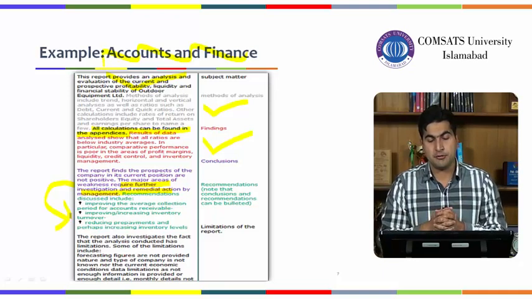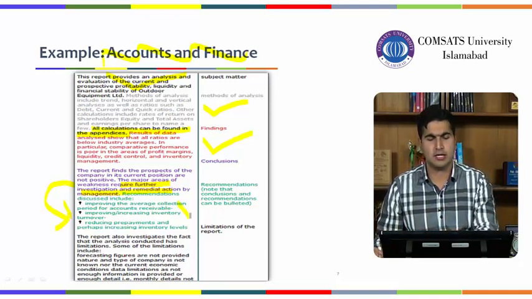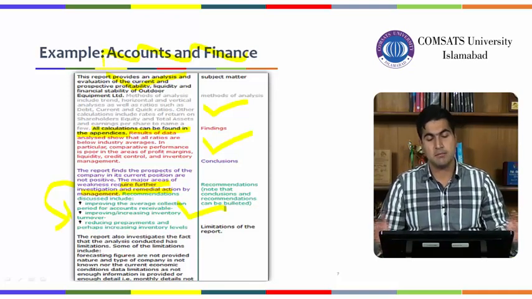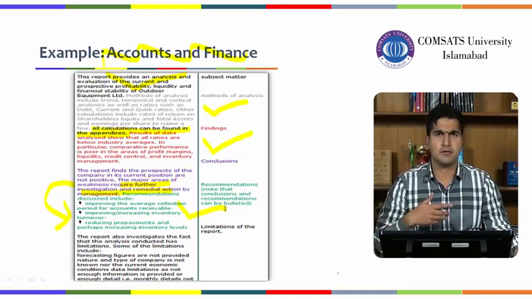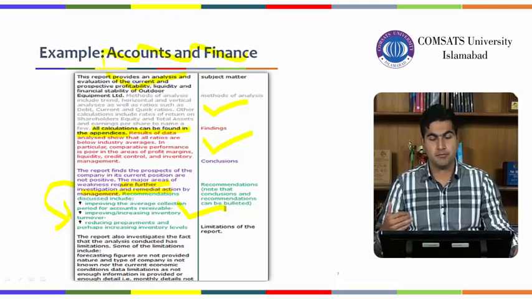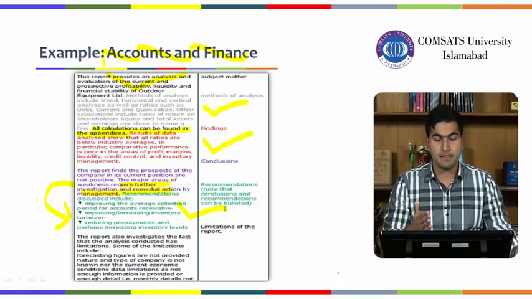So recommendation, note that conclusion and recommendation can be bulleted as well. A good instruction for you basically. But now look at the recommendations: improving the average collection, increasing inventory, reducing prepayments, and perhaps increasing inventory levels. So that's how you basically write your recommendations as well.